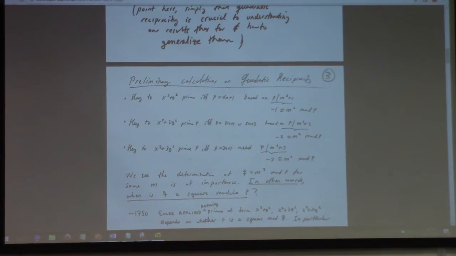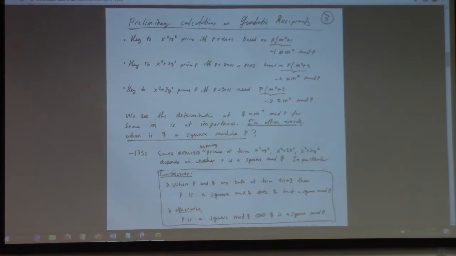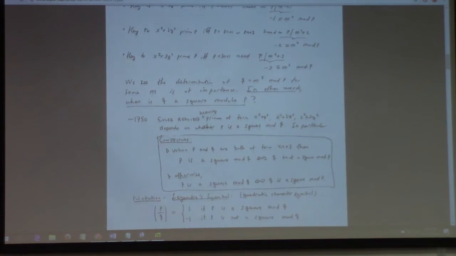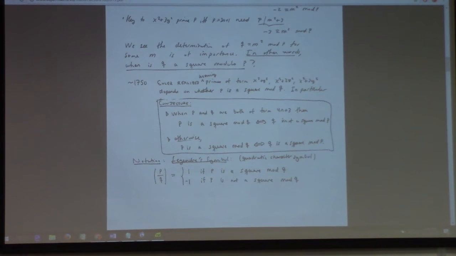This raises the conjecture of Euler, of quadratic reciprocity. Euler was unable to prove it. Gauss was. It was one of the things he proved when he was a little bit younger than you guys, I think. And so basically, this is the conjecture. When p and q are both of the form 4n plus 3, p is a square mod q if and only if q is not a square mod p. Otherwise, p is a square mod q if and only if q is a square mod p. This is, in a nutshell, quadratic reciprocity.